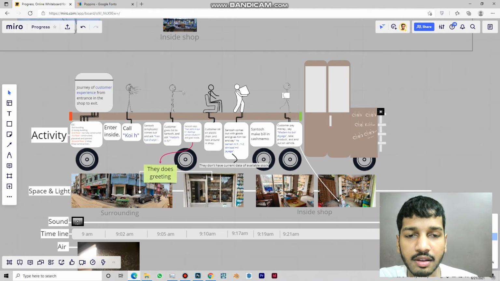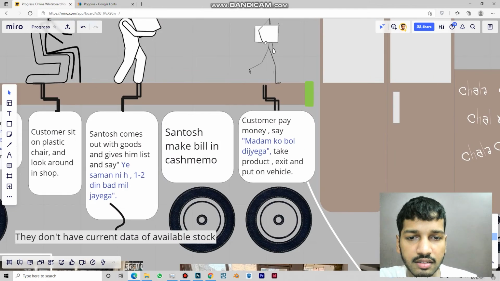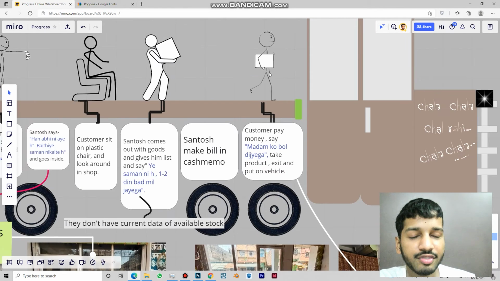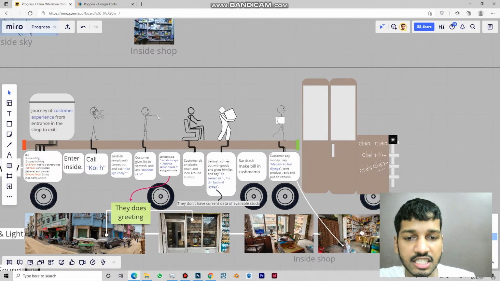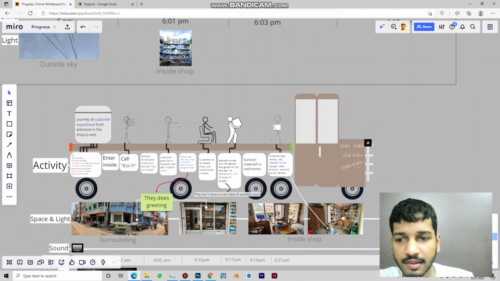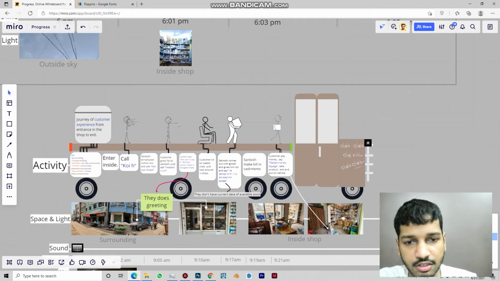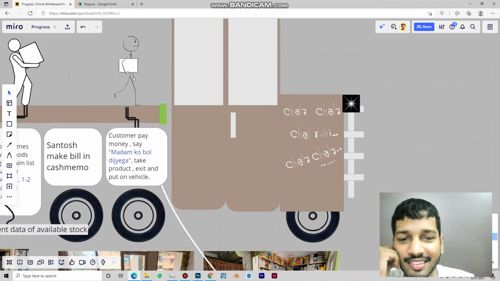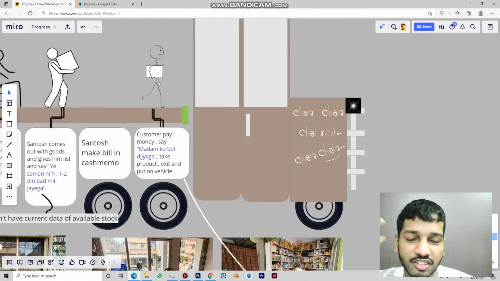And the visual element here I took was this truck. What happened was the customer paid the money and said, "madam को बोल दीजिएगा," took it to the exit and put it on a vehicle. The vehicle was a truck. So I took the visual element of the truck from the entrance to the end, and finally it was on the truck. It looks like he's entering the gate as well. And this is what is usually written, chalachal, right?